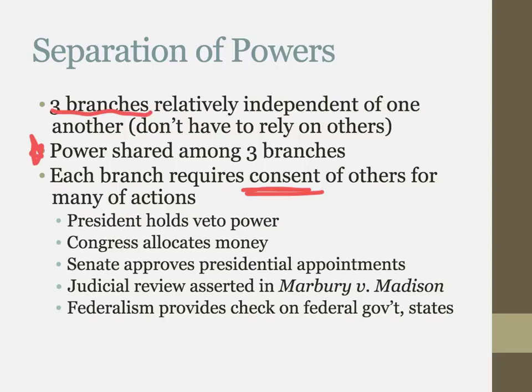The president has a veto power, so laws can't be passed without his consent. Congress allocates money, so the president can't carry out any actions without their consent. Allocate being giving out. The Senate approves presidential appointments. That's for all kinds of office holders. So the president can't just appoint whoever he wants to. There is this idea of judicial review, which is given in a case called Marbury versus Madison. Really, the big thing you need to know about this case is that Marbury v. Madison gave judicial review. Later in the course, we'll go through and talk about what this case actually did. But for now, judicial review.